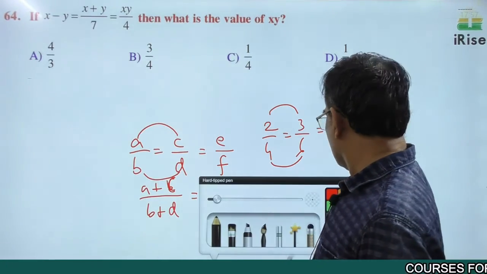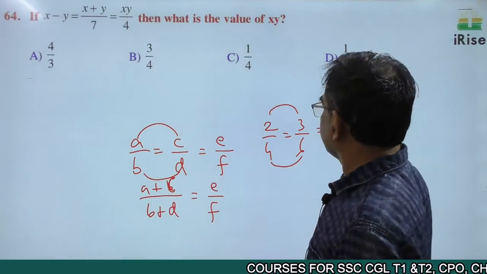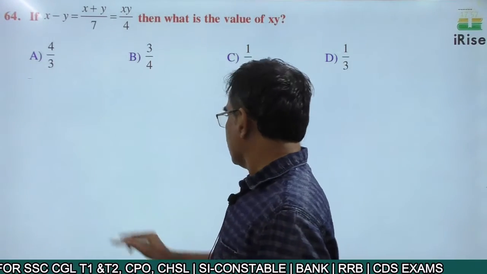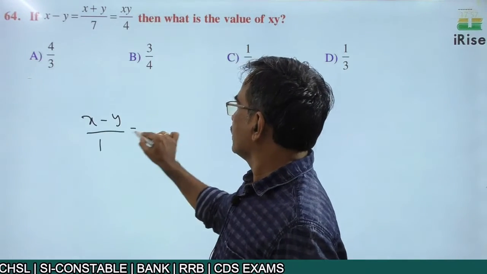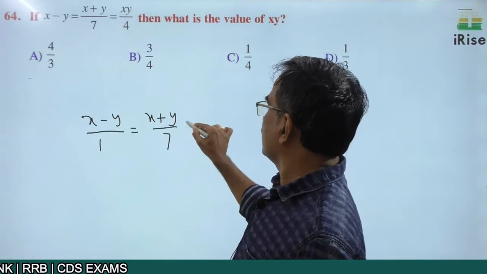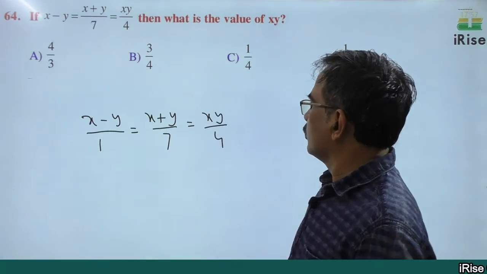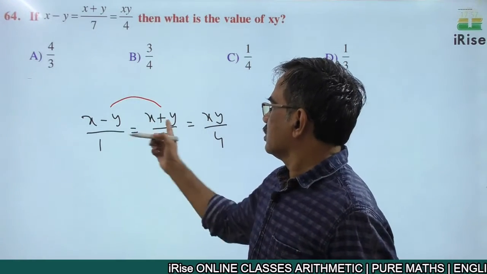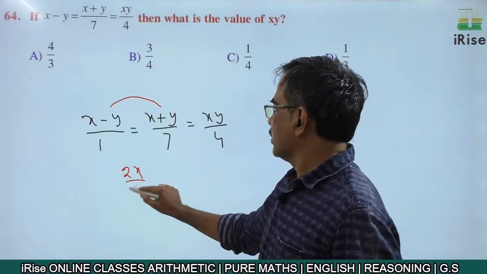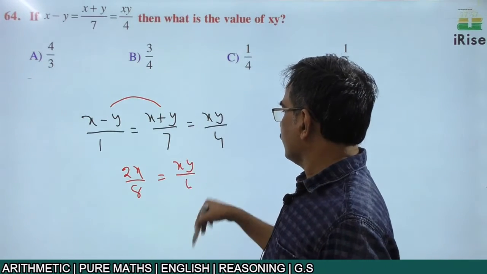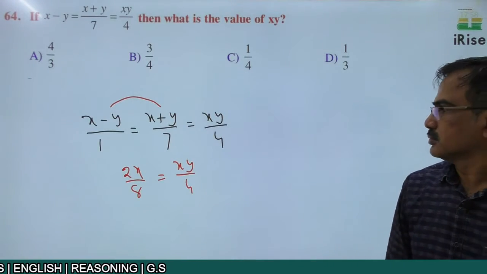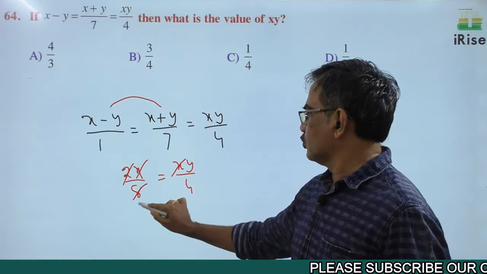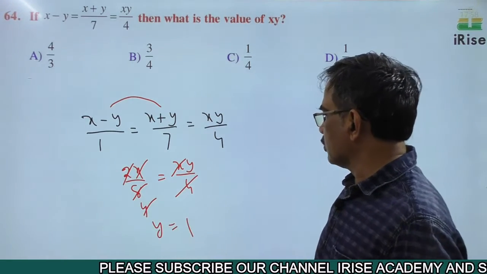So I want to solve this question like this. x minus y by 1 is equal to x plus y by 7 is equal to xy by 4. Add these two. The addition of these two is nothing but 2x by 8 is equal to xy by 4. Here x cancels. 2 1s are 2, 4s cancel, you get y is equal to 1.